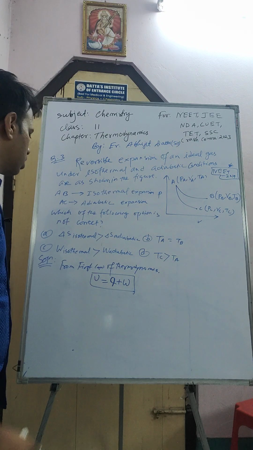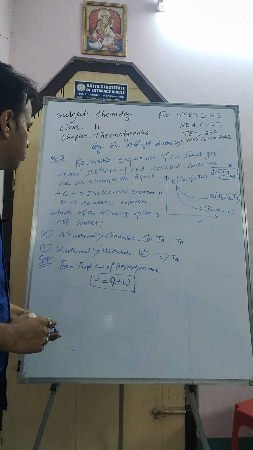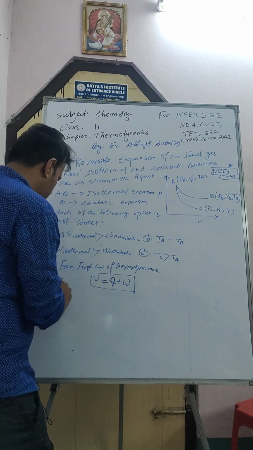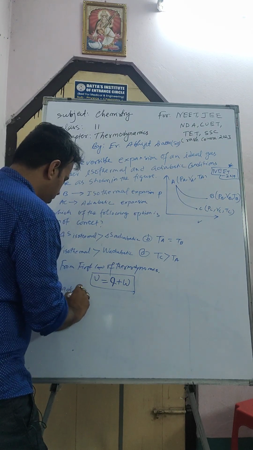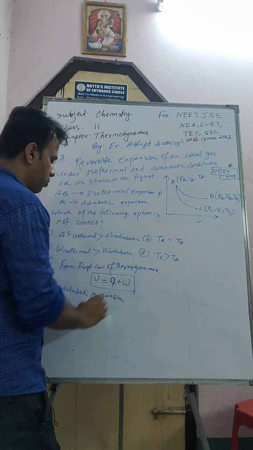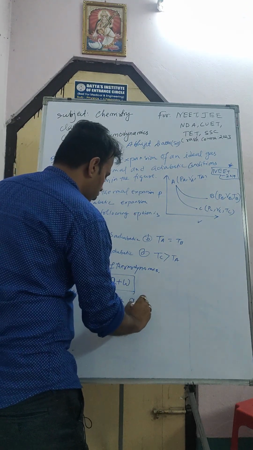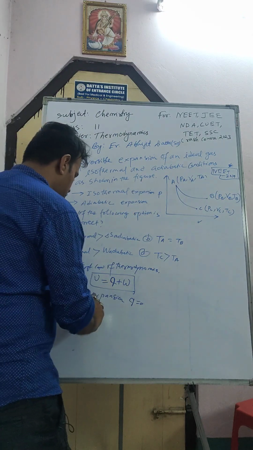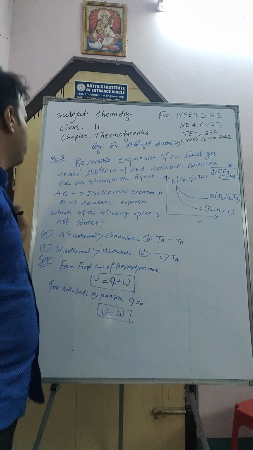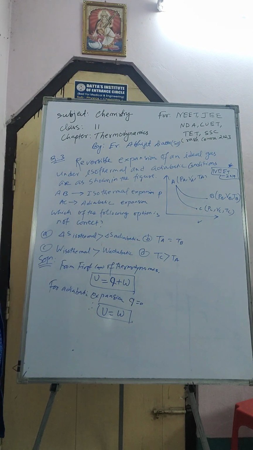Now for adiabatic expansion, Q is equal to 0. So therefore we can say ΔU equals W, under the adiabatic expansion condition.